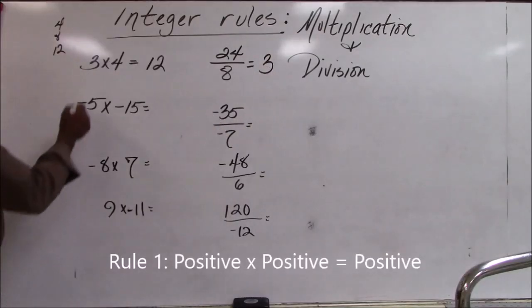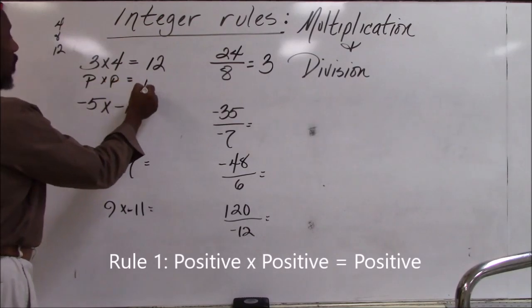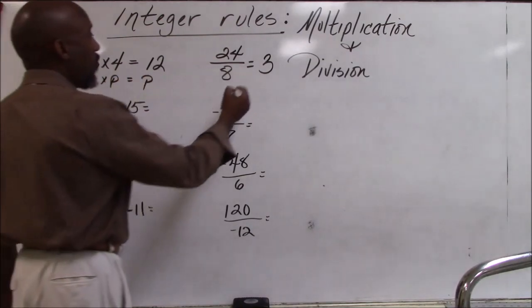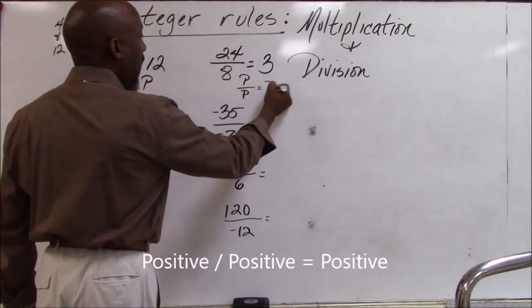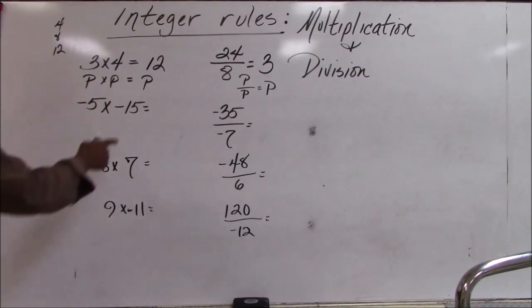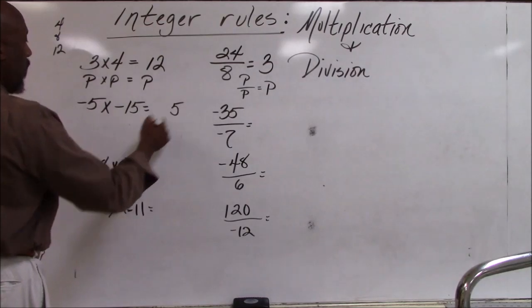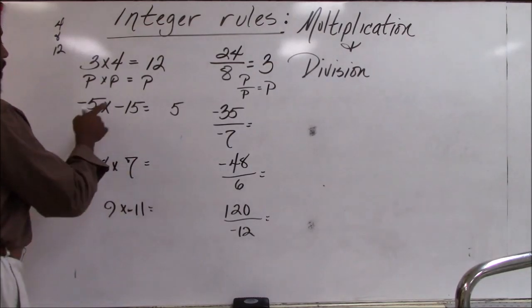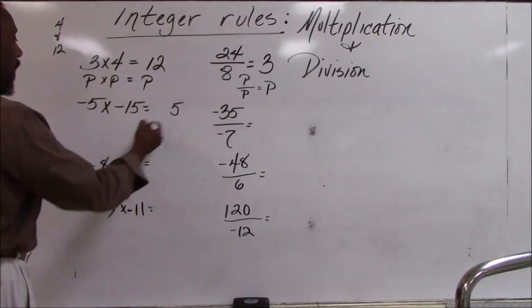We have a positive times a positive, and it equals a positive. We have a positive divided by a positive, and that equals a positive. We have -5 times -15. 5 times 5 is 25. I'll bring my 5 down, carry my 2. 5 times 1 is 5 plus 2 is 7.